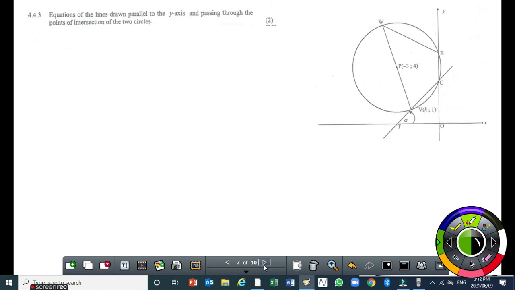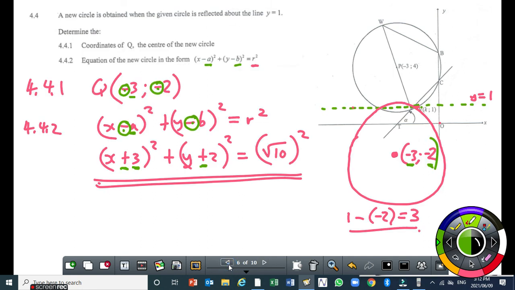So, the next question now says, equations of the lines drawn parallel to the y-axis, passing through the points of intersection of the two circles. So what they are trying to say is, what are the equations of straight lines that pass through the point of intersection? Looking in blue here, we need to know what is the value of x there. Those two values are the equations. Remember I told you that if you have vertical lines, the equations must start with x. If they are horizontal, they start with y. So we know that the value of x is negative 2. So one of the equations is x equals negative 2.